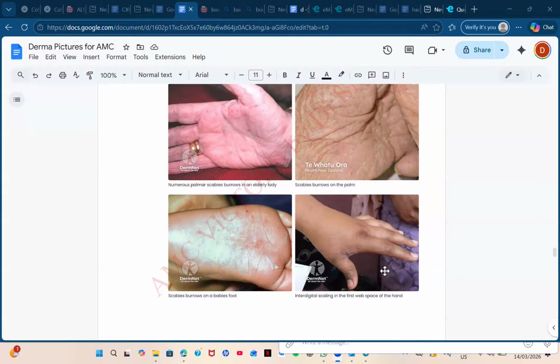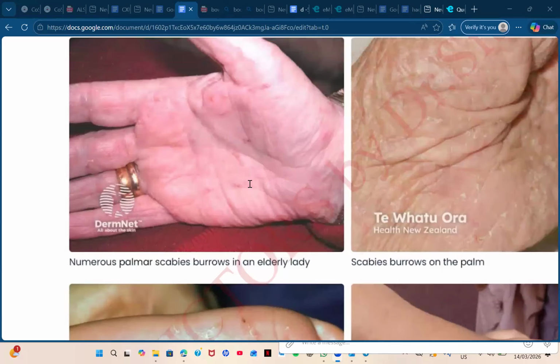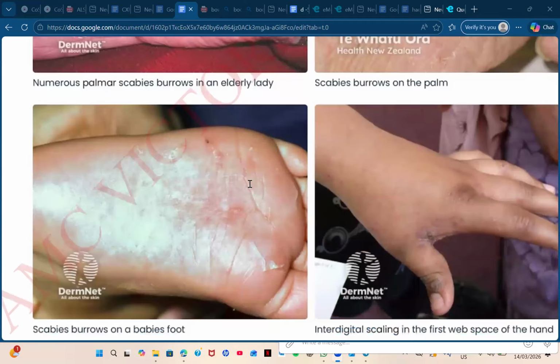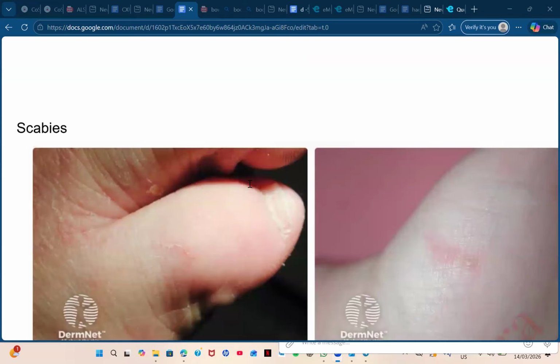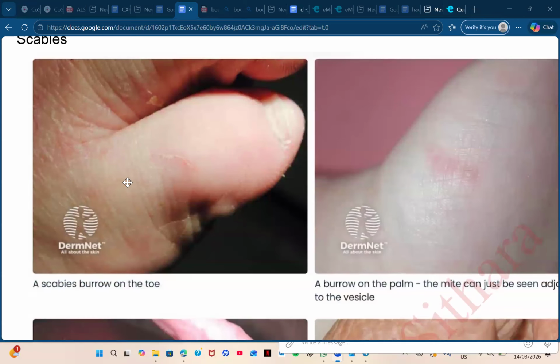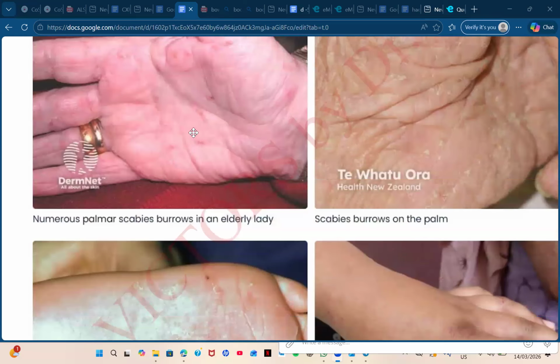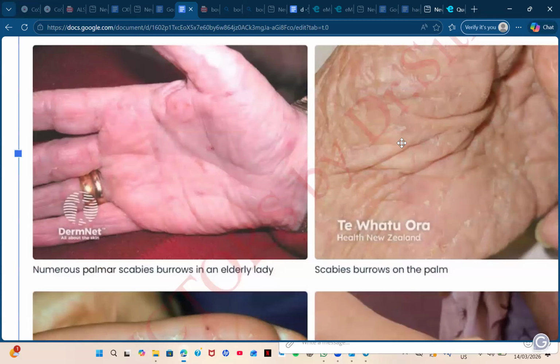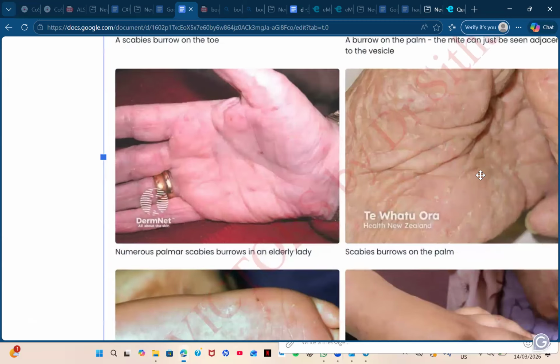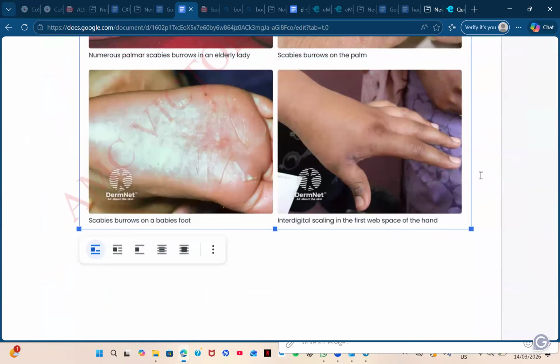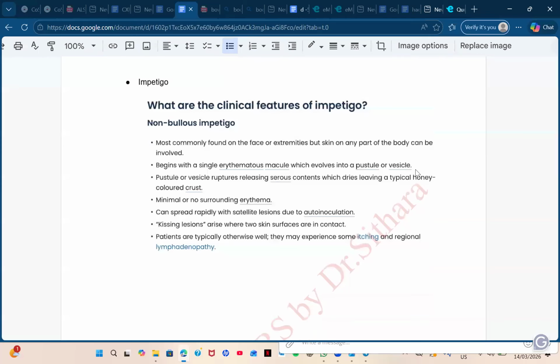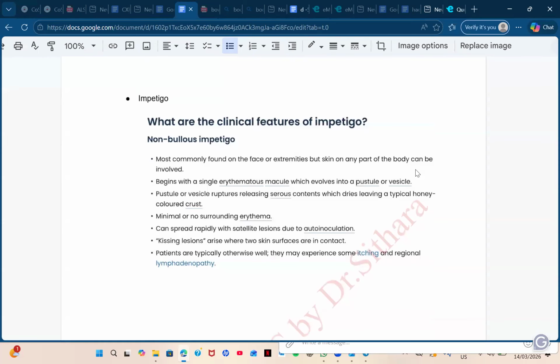We can identify them in the web spaces, palms, soles, fingers, toes, inner wrist, elbows, umbilicus, and belt line. Right here, can you see the thread-like burrows? Here also you can see. Here also thread-like white burrows, right? Okay, those are the main things you should know about it.